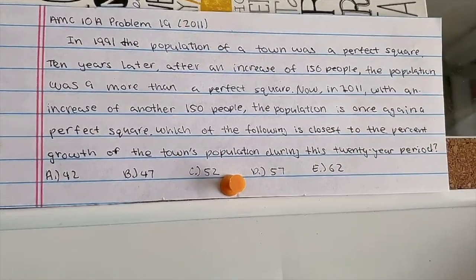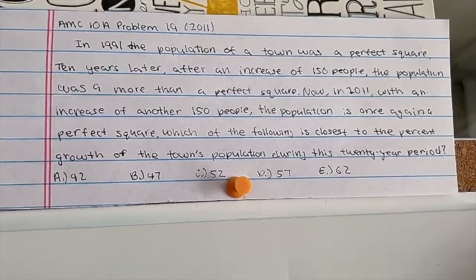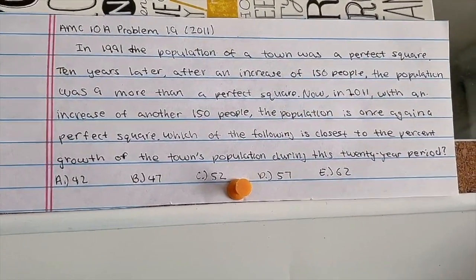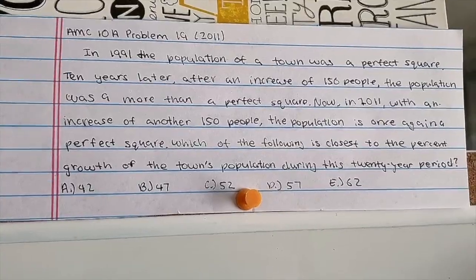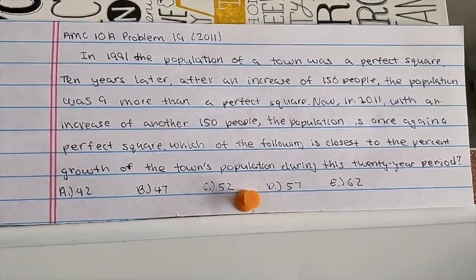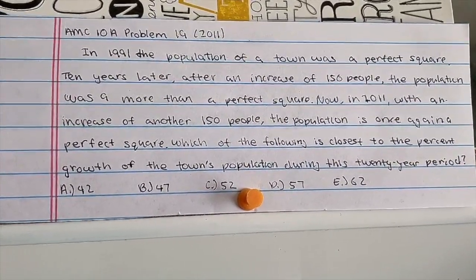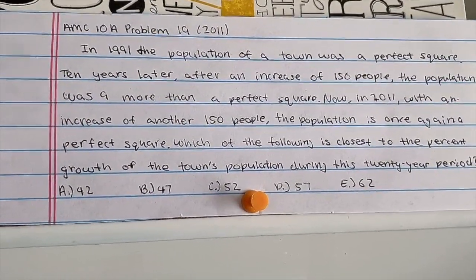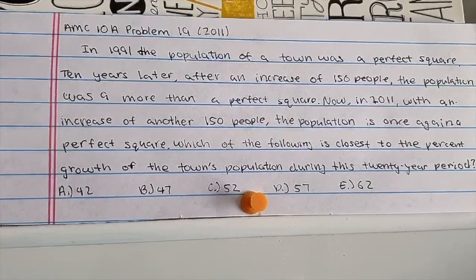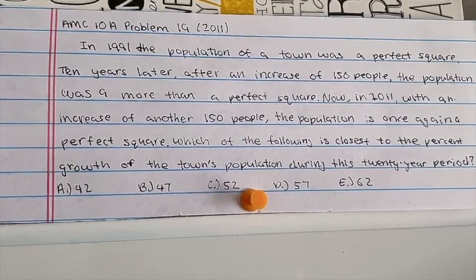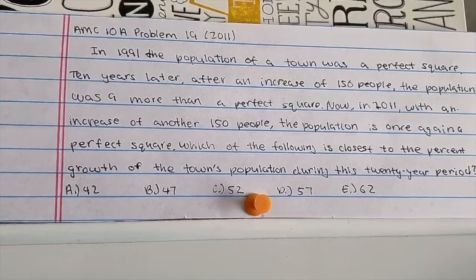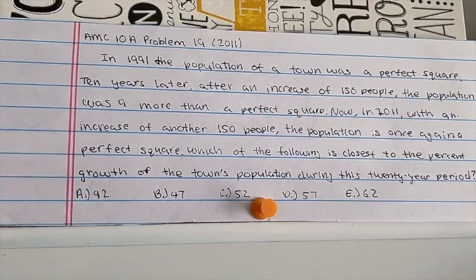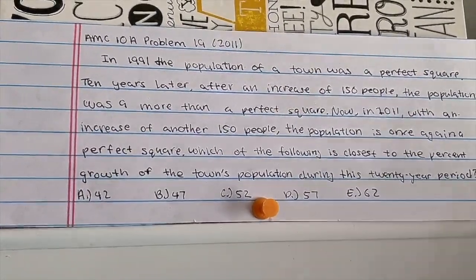This is AMC 10A Problem 19 of the year 2011. In 1991, the population of a town was a perfect square. 10 years later, after an increase of 150 people, the population was 9 more than a perfect square. Now, in 2011, with an increase of another 150 people, the population is once again a perfect square. Which of the following is closest to the percent growth of the town's population during this 20-year period? Your answers are 42, 47, 52, 57, and 62.